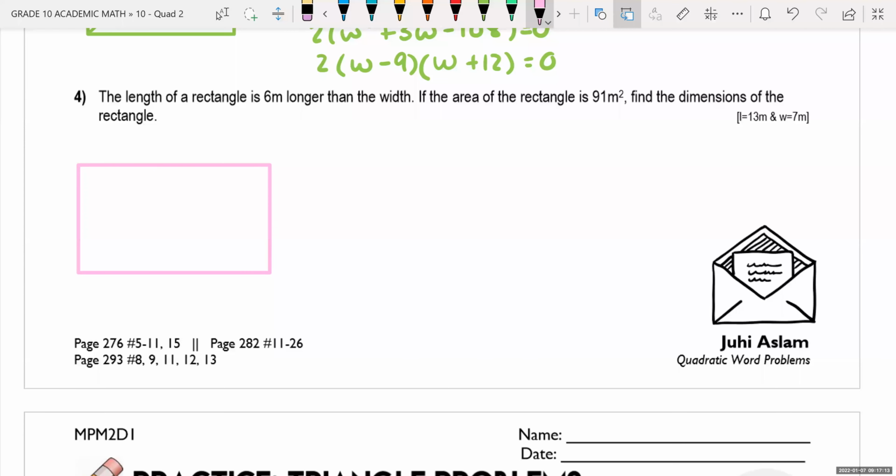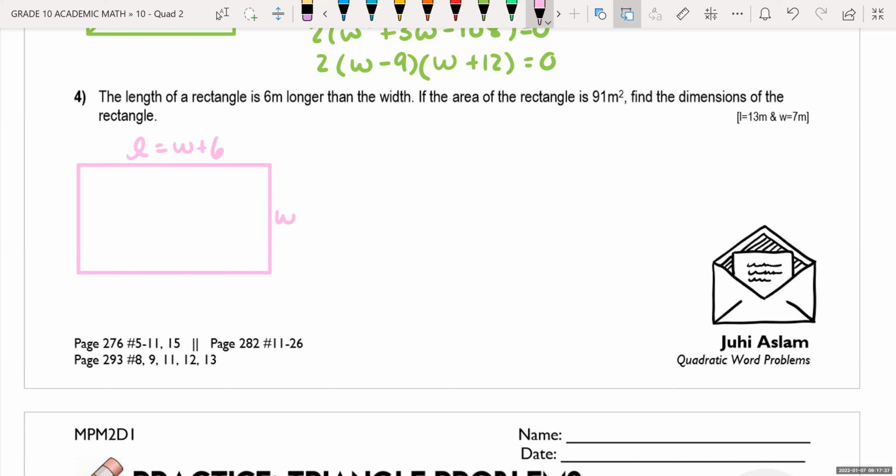All right. The length of a rectangle is 6 meters longer than the width. Okay, this is exactly like question 1 and 2. I'm not spending too much time on this. This is length. This is width. 6 meters longer than the width. So this is just going to be w plus 6.